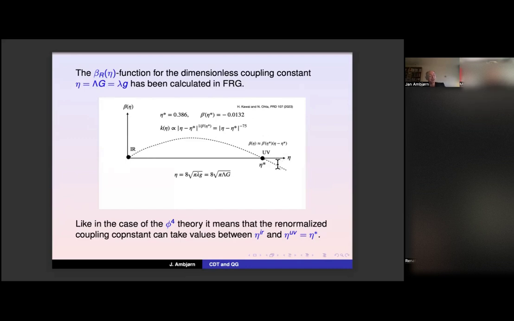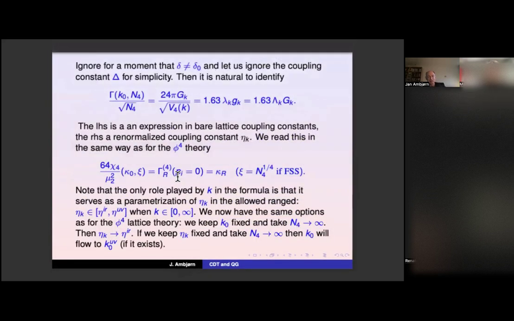So very similar to the phi to the 4th, the putative phi to the 4th theory. We have an ultraviolet fixed point. And the range of renormalized coupling constants here, they lie in this range here. But we can choose it to be fixed.